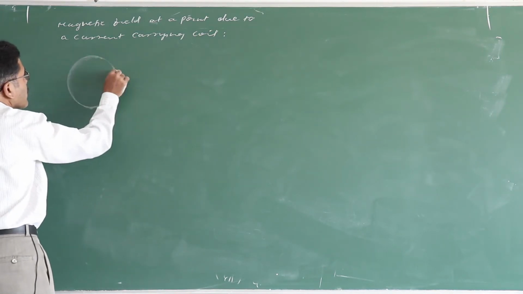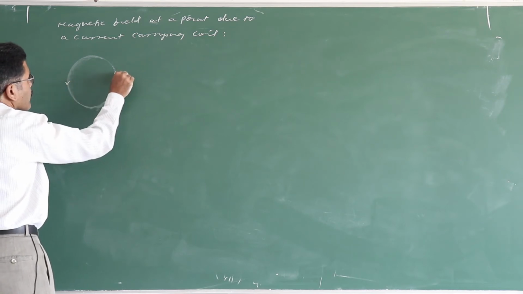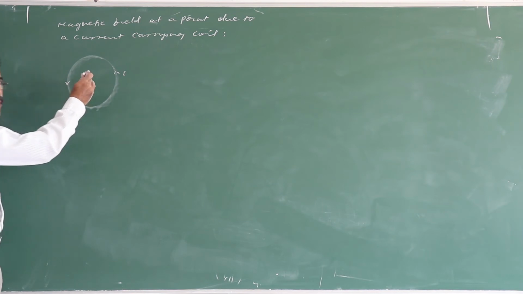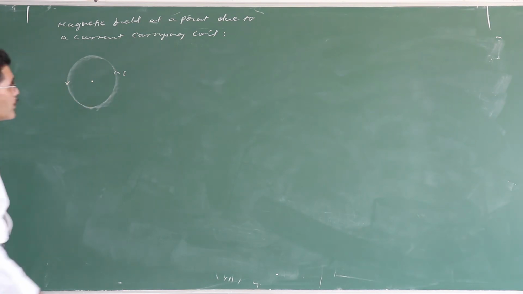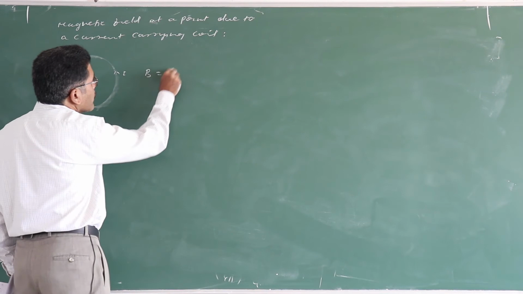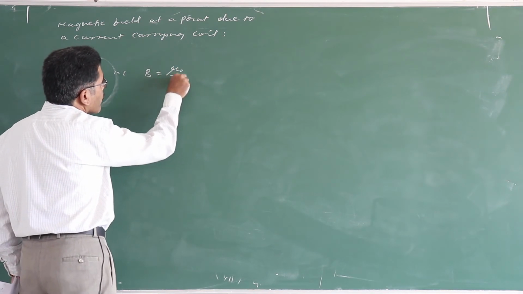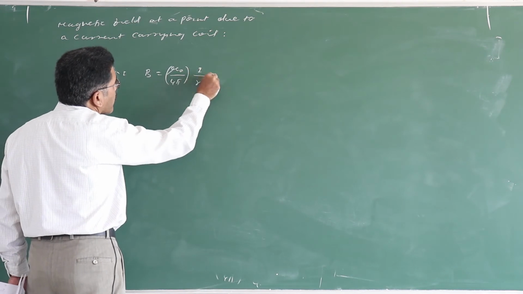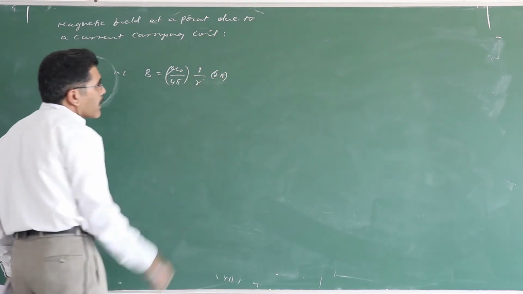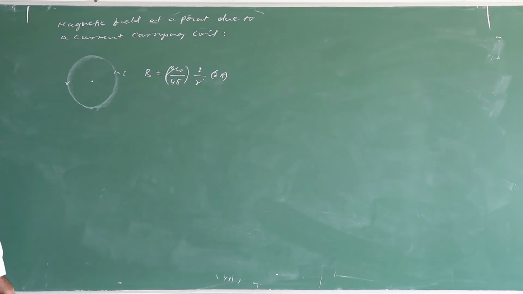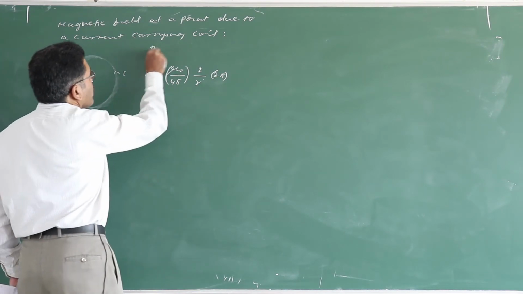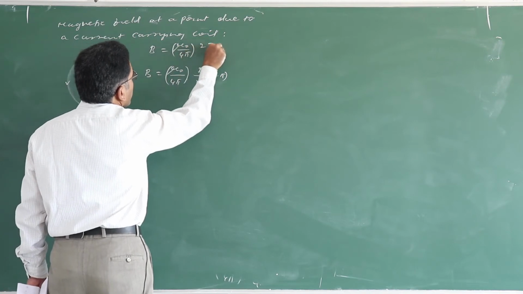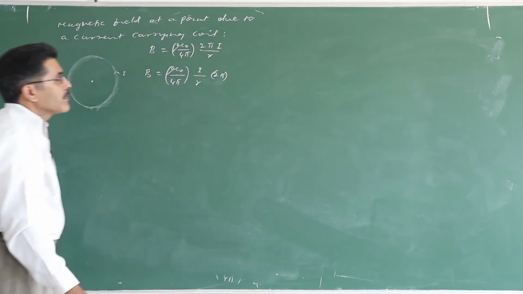See, this coil is carrying current I. Therefore the magnetic field is perpendicular to the plane of the coil and towards you. And what is its value? B is equal to mu naught by 4 pi I by R into 2 pi. Actually B is equal to mu naught by 4 pi 2 pi I divided by R. I write it like this.